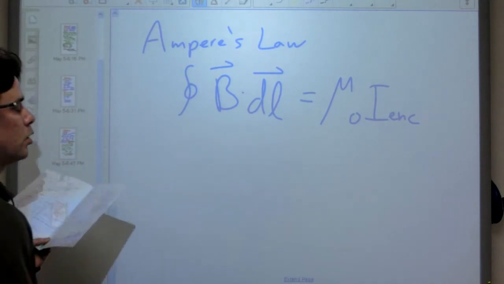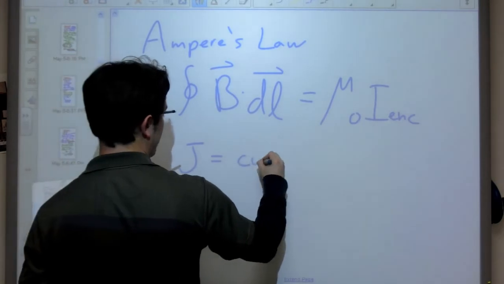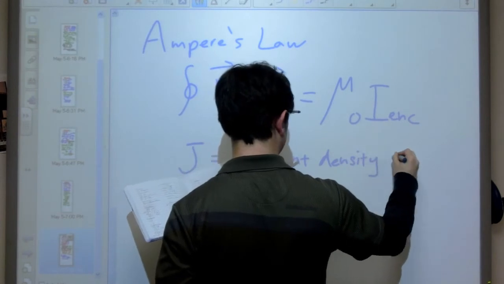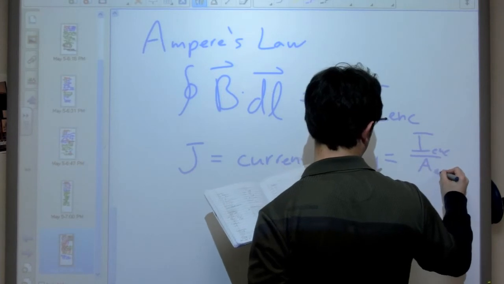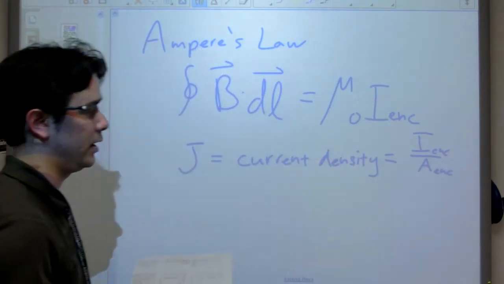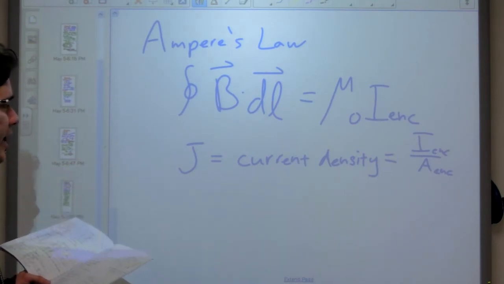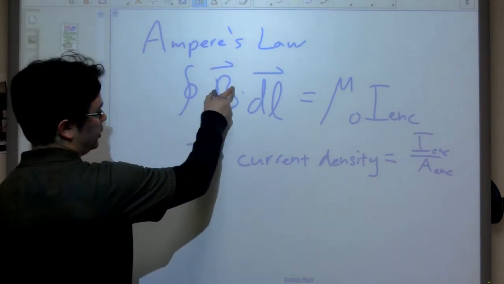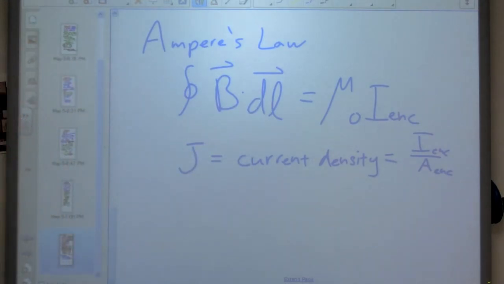Now from this, we dealt more and more with the idea of J, which is our current density. And our current density is pretty much our current enclosed divided by our area enclosed, or our total current divided by our total area. So review your notes on how to apply that, but again, we use this with symmetries. We try and set it up where our magnetic field is constant so we can pull it out. We'll integrate over the length, and we end up with one of the simple ones that we derived, the magnetic field from a current carrying wire.